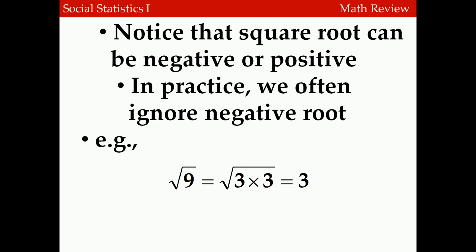As a more concrete example, let's say you took the square root of 9. Well, because 3 times 3, or 3 squared, is equal to 9, the square root of 9 is going to be 3. And again, note that negative 3 times negative 3 is also 9, so an acceptable answer is negative 3. But again, in practice, we often ignore the negative root in favor of the positive root.